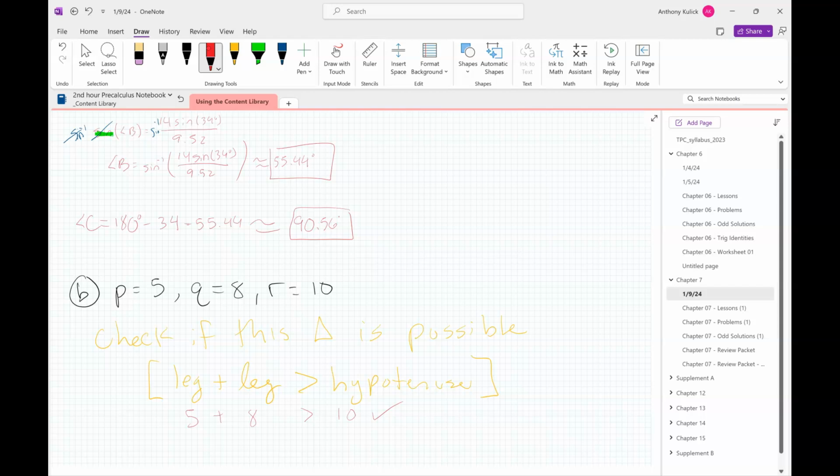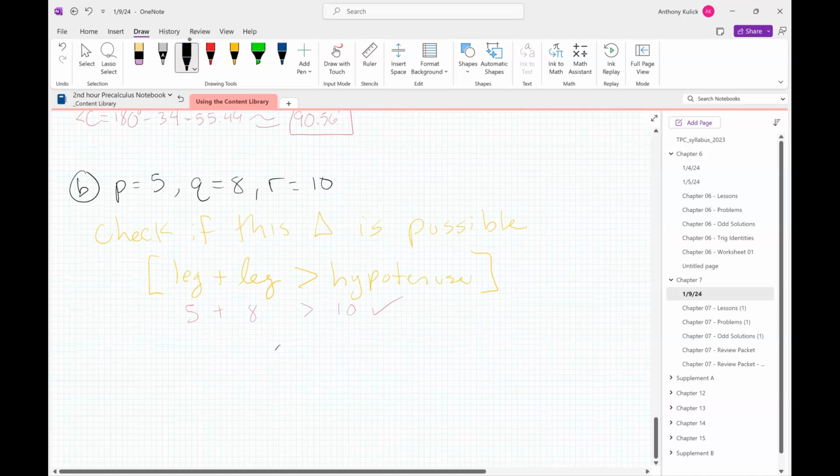If it fails that check, you can just write no triangle possible, and you're done. There's nothing else to do. Any side situation requires you to start with that check, though. Only the side situation requires this check. Is everybody okay with the check? It's an easy check to do, but you have to remember to do it. You don't need to do it every time, because you're not given 3 side lengths every time.